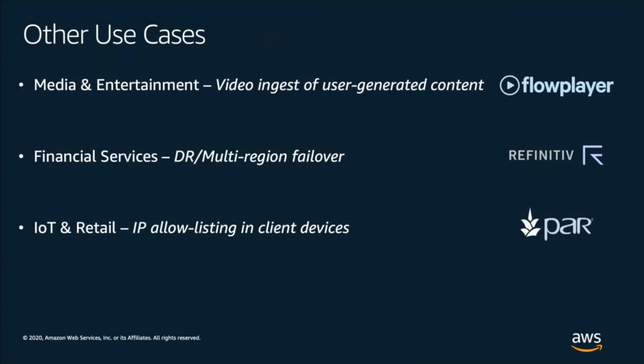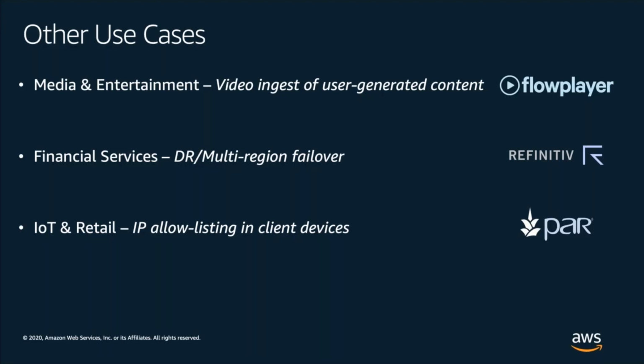Other use cases that we've been seeing over the year: one of them is video ingest in media and entertainment. This is particularly useful for user-generated content, so users on the internet uploading video onto your application on AWS. Flow Player has been using Global Accelerator for this. Another one is in financial services. Refinitiv, which was part of Thomson Reuters, is using Global Accelerator both for multi-region traffic management, for fast time-bound deterministic failover, and also for the disaster recovery setup.